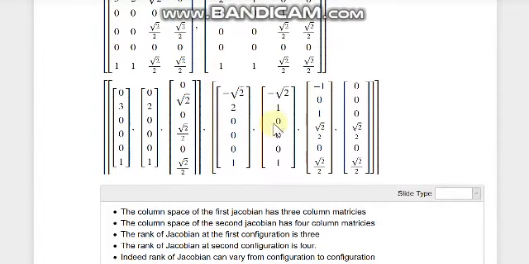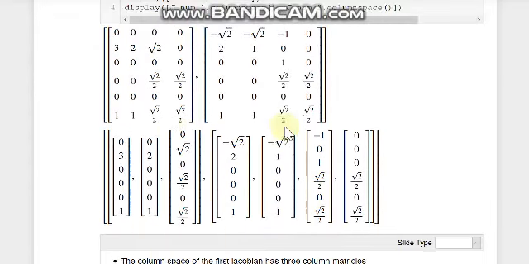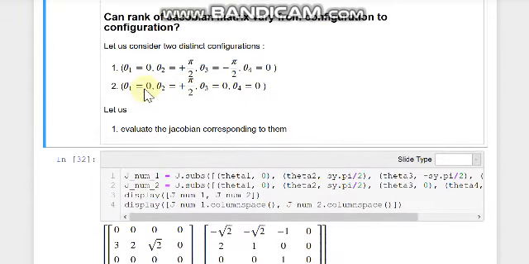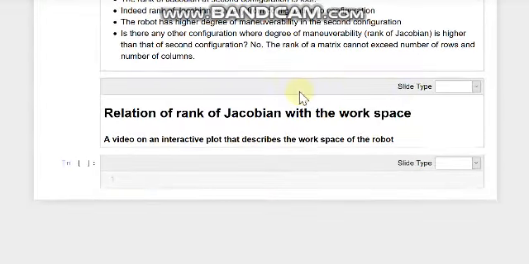So based on whatever review of the rank that we did, we can say that the second configuration has more maneuverability compared to the first one, because this has maneuverability dimension 4, whereas this one has maneuverability dimension of 3. These things we have understood, but what we would want to know is whether there is any relation between the rank of the Jacobian and the workspace. That is something we would want to explore here.